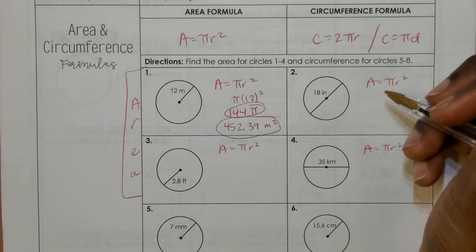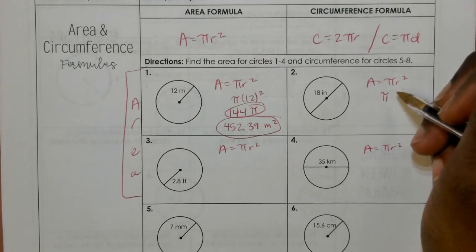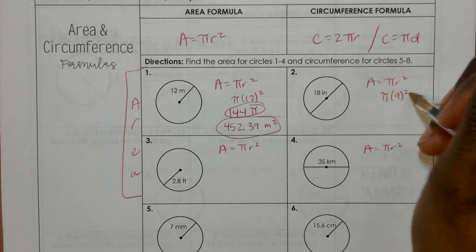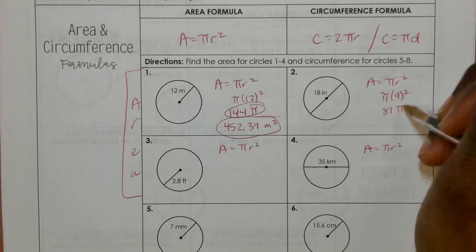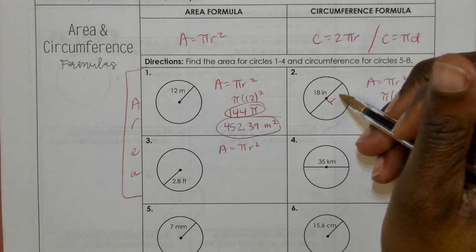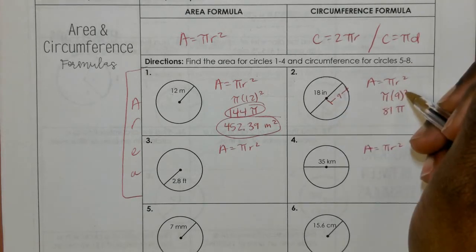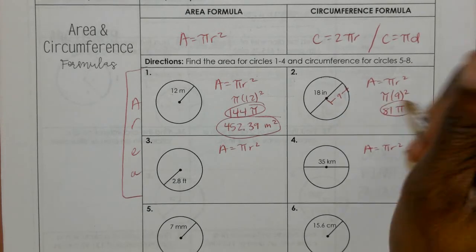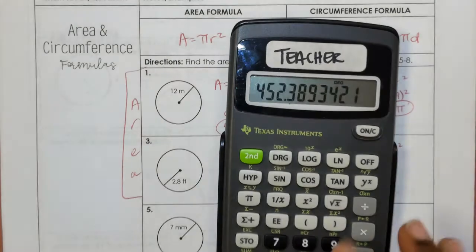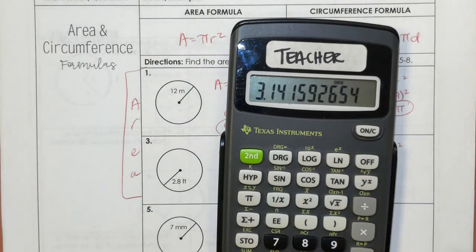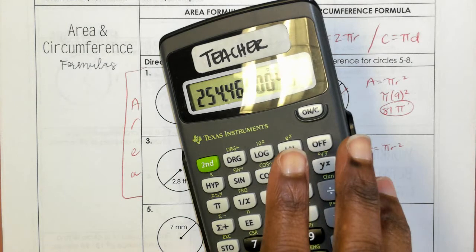Okay, on number 2, same thing, but they give us the diameter, so we need to cut this in half. So the radius would be just 9. 9 squared is 81. We have to do that first, so that's one answer. And then if I do 81 times pi, 254.47.